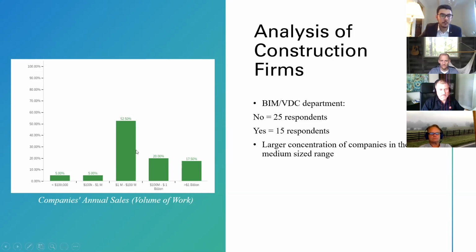And so basically we had 52% of our respondents, actually 21 respondents, that said that their company lies in the $1 million to $100 million range. That's kind of the medium-sized firms. We had 17% to 20% ranging from 100 million to 1 billion. Companies that were greater than 1 billion, the really huge firms, were 17.5% of 40 respondents. And then we had 5% each of the companies from $100,000 to 1 million, and companies that are small, less than $100,000.